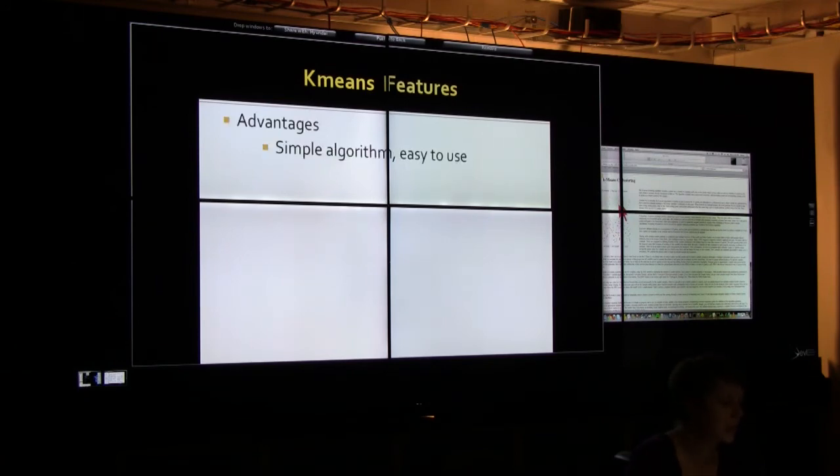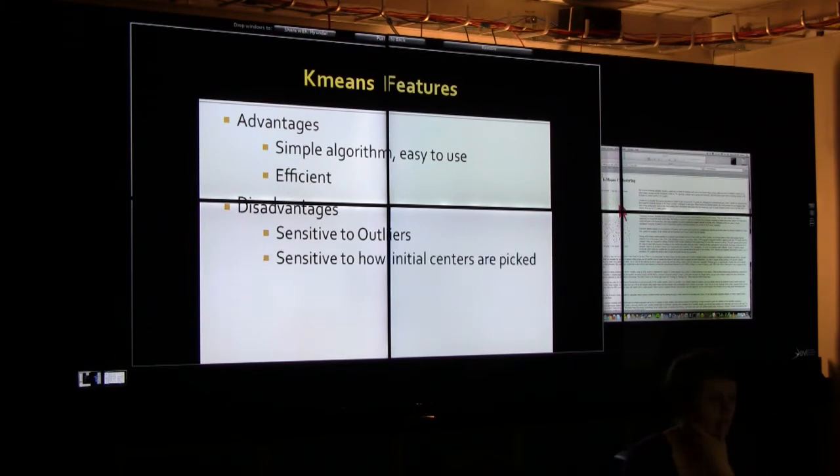So what are some advantages? It's a very simple algorithm, a few lines, very easy to implement, use, and efficient. Some of the disadvantages: we said it's sensitive to outliers, so at a minimum you could do some outlier analysis. It's sensitive to how the initial centers are picked, and I'll illustrate that with another link in a little bit. Why do you think that matters? Because there are local optima? Right, the algorithm does not guarantee it won't be trapped in some local optimum and never discover the global optimum. It's not good with non-convex shapes.